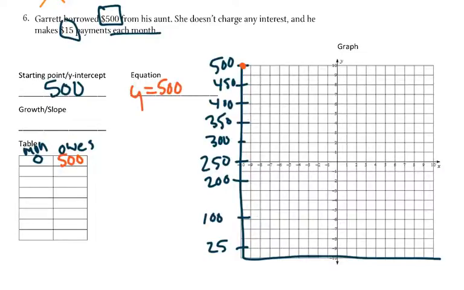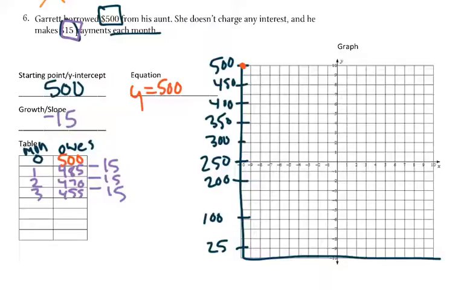Okay? Then he's making $15 payments each month. So we're subtracting 15, right? Because he's paying it off. And we're going off how much he still owes. So after the first month, we've subtracted $15, right? So we end up with $485. We go the next month, and now he's down to $470. Then it's $455 after 3 months, right? So we're subtracting 15 each time.